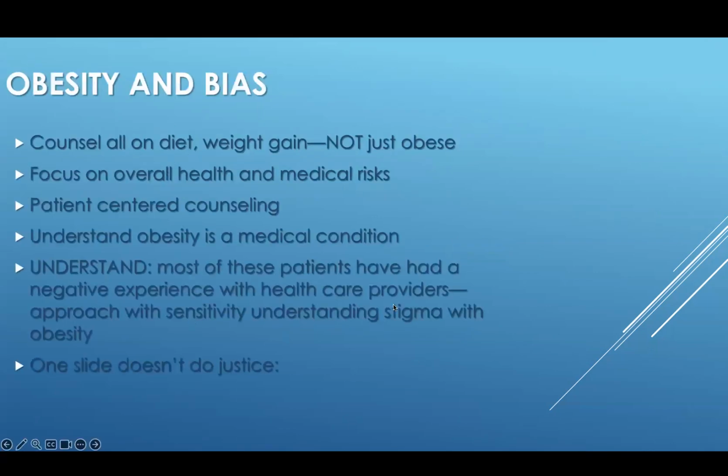So how can we help take care of these patients better, and how can we minimize our biases in dealing with these patients? There's a huge impetus in making the push for counseling all patients on diet and weight gain, not just the obese patients, making sure that we approach every patient the same, talking to them about the benefit of a healthy diet, half a plate of vegetables, a fourth plate with protein, and a fourth with carbs, really making a push to enhance the healthy living that our patients live on, focusing on the overall health and medical risk associated with being overweight, and using a patient-centered counseling approach.